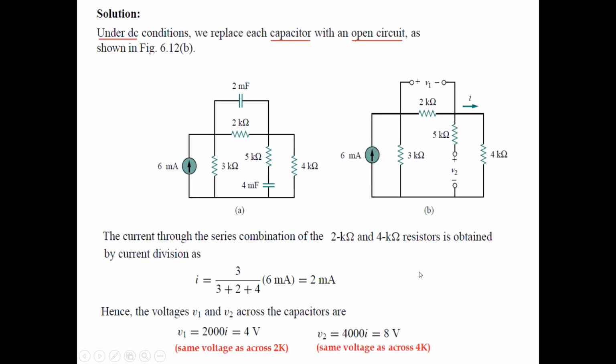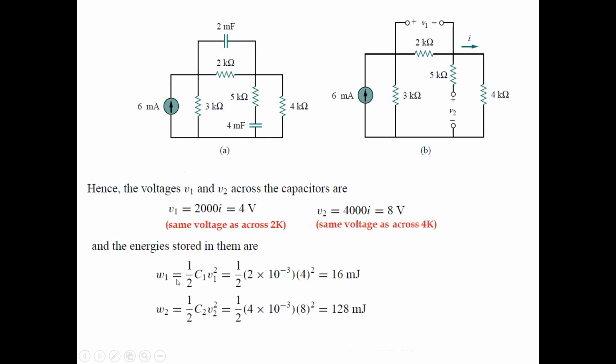So now we know the voltages across each capacitor, hence energy can be calculated. W1, which is the energy stored in capacitor 1, the formula is half C1 V1 square. Putting in the values, it comes out to be 16 millijoule, and for the other capacitor, the formula will be half C2 V2 square, and by putting the values, the result comes out to be 28 joule. So it's very easy. You just have to find the voltage across the capacitor, and these voltages can be found by simple circuit analysis.